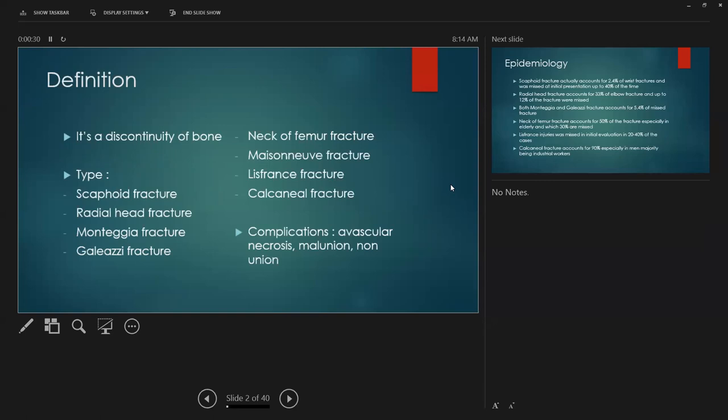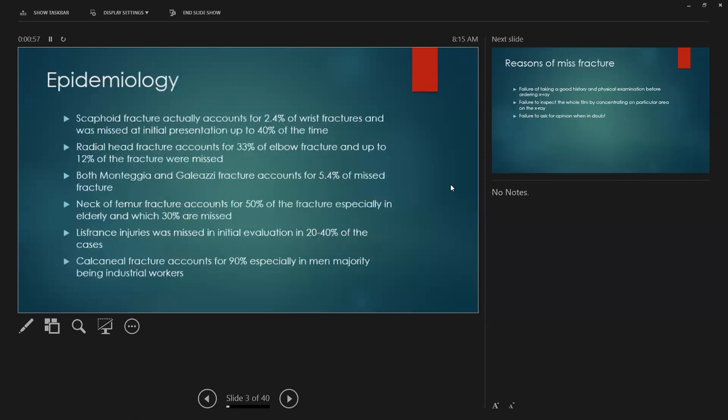First is scaphoid fracture, radial head fracture, Monteggia, Galeazzi, neck of femur fracture, Lisfranc fracture, and calcaneum fracture. There are reasons why we shouldn't miss all these fractures, because it will lead to complications like avascular necrosis, malunion or non-union of the fracture. I'll discuss it in detail at the back of the slide. So let's talk about the epidemiology of all these missed fractures.